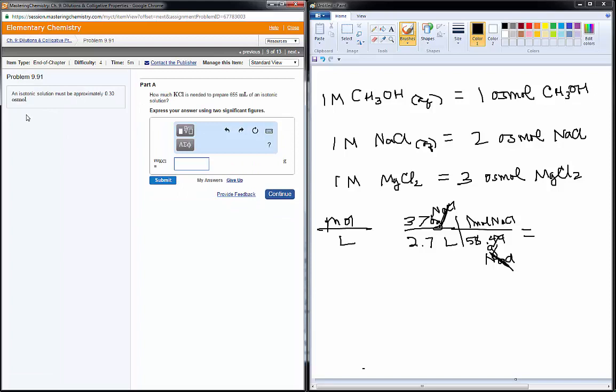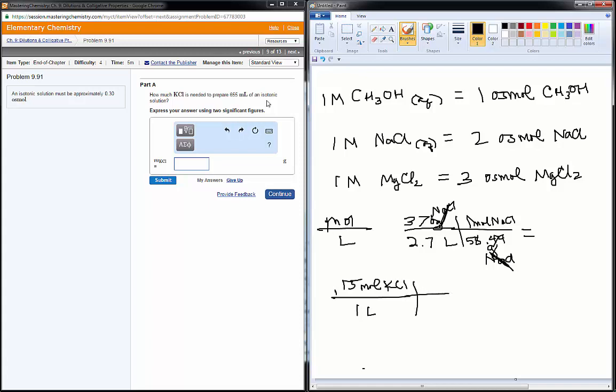Excellent. Isotonic solution is 0.3 osmol. So if I want to make a 0.3 osmol solution with KCl, since KCl has 2 ions, then I need only make a 0.15 molarity solution, right? Because whatever molarity I have, I multiply it by 2 to get the osmol because it's got 2 ions there. So what I really want is a 0.15 moles potassium chloride per 1 liter of that KCl solution.